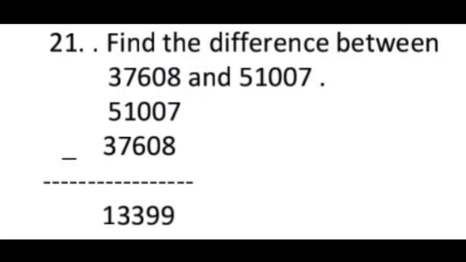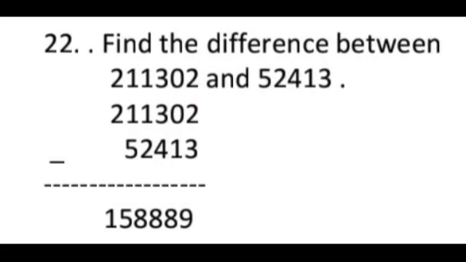Question number 21 is also the same. Find the difference between this number and this number. So first we have to identify which one is the greater number. So 51,000 is the greater. So first we have to write 51,007 and then 37,608. See question number 22. That is also the same. You can subtract it and you will get the answer.